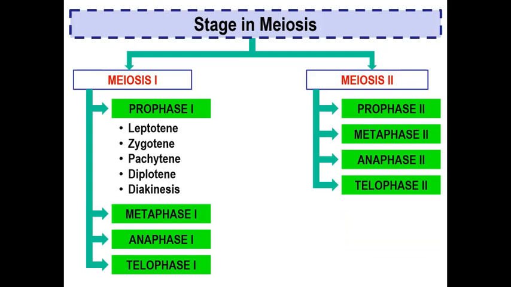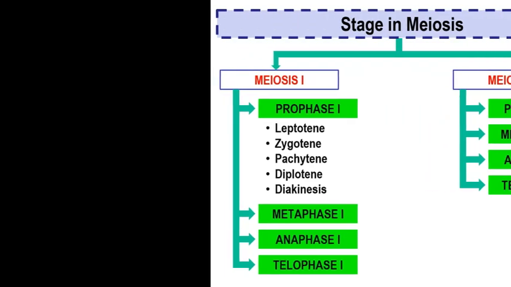Whereas for meiosis 2, you also have 4 phases: prophase 2, metaphase 2, anaphase 2, and telophase 2.